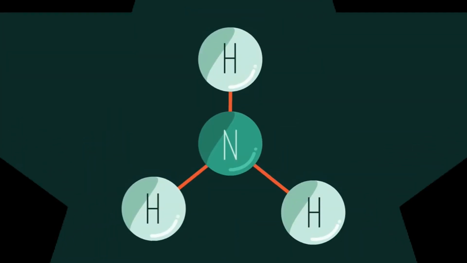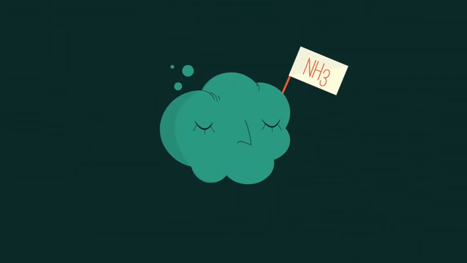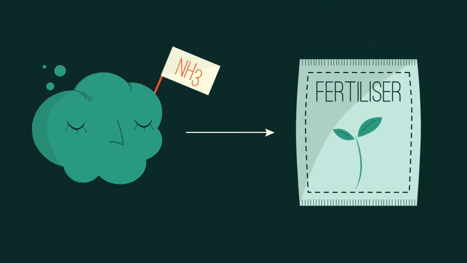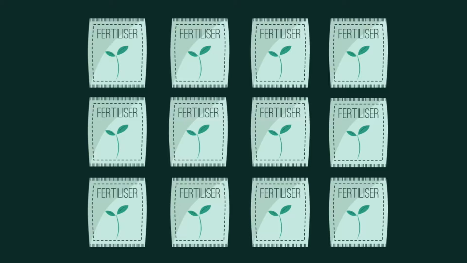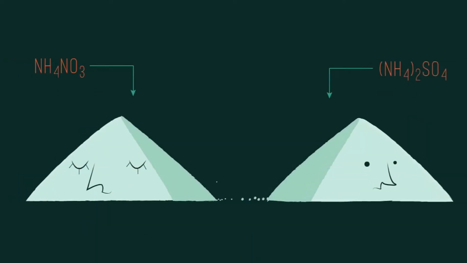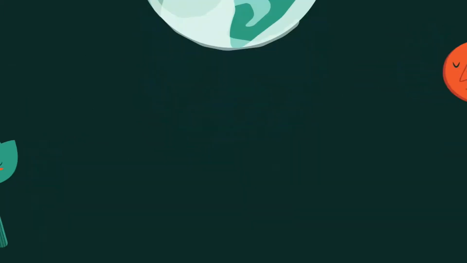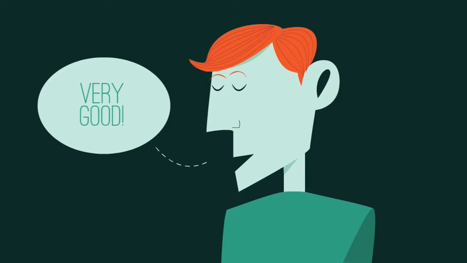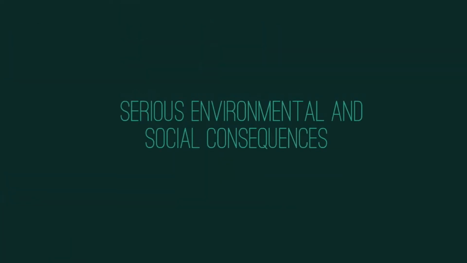Has enabled ammonia to be produced on an industrial scale. Ammonia, as we know, can be used to make fertilizers. The large-scale production of ammonia-based fertilizers, such as ammonium nitrate and ammonium sulfate, has made it possible to sustain global food production. Although it may seem as if this is a good thing, there are actually very serious environmental and social consequences from the overuse of these fertilizers.